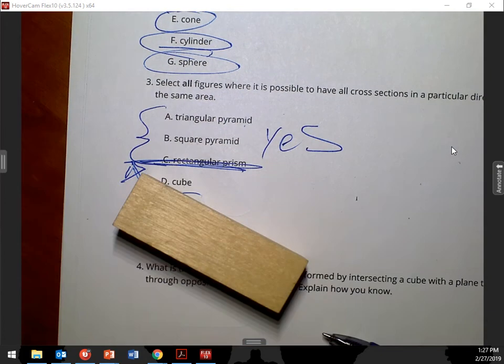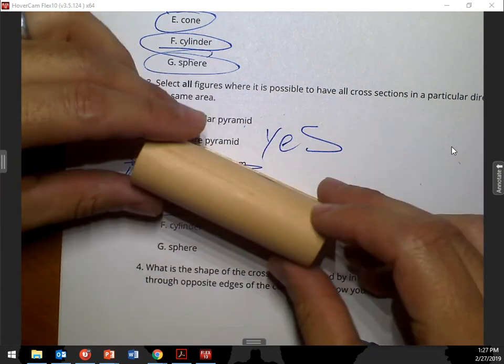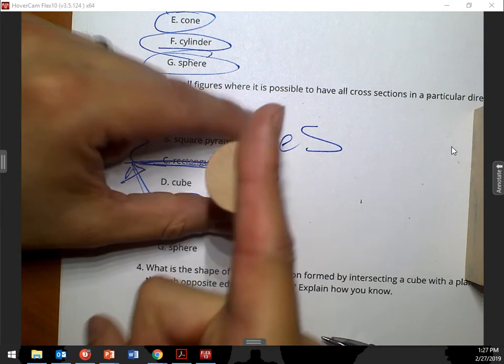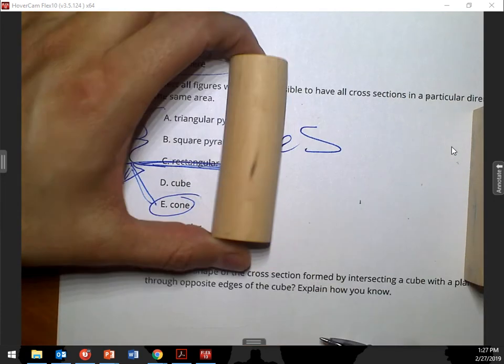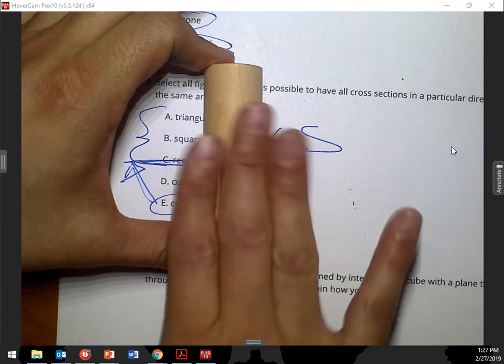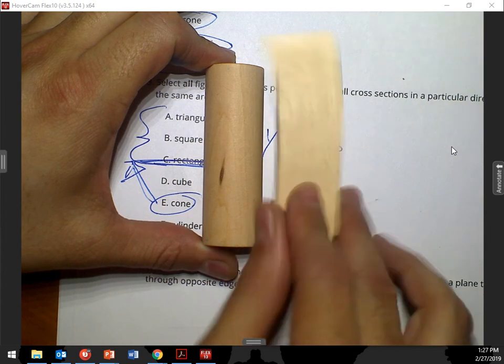Rectangular prism is here, and here's a cylinder. If I slice this cylinder straight down here, what is the cross section going to be? It's a rectangle, isn't it? Look at the shape in the 2-dimensional here, please. This is a rectangle, and this is.